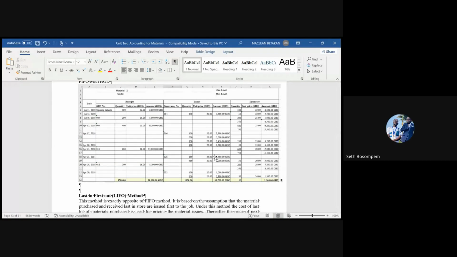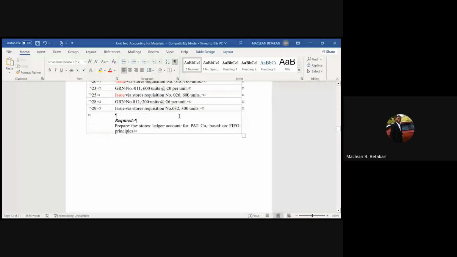So 150 is what will be left in the stores, valued at 20 cedis. So as at the 25th, we have inventory in stores of 150, valued at 20 cedis each, giving 3,000. So let's see the next transaction and what happens.